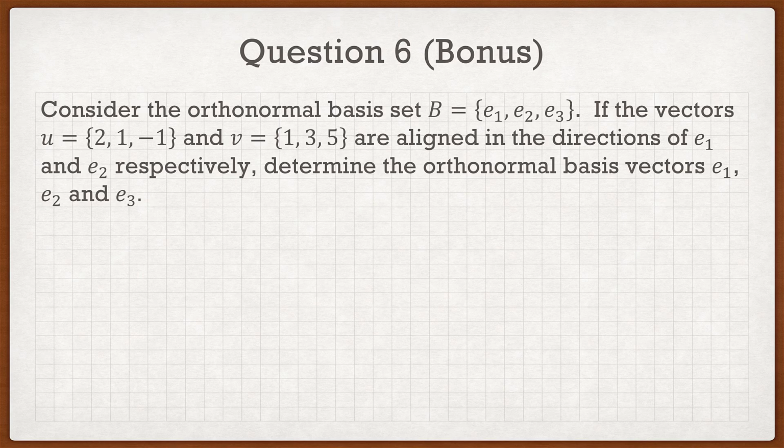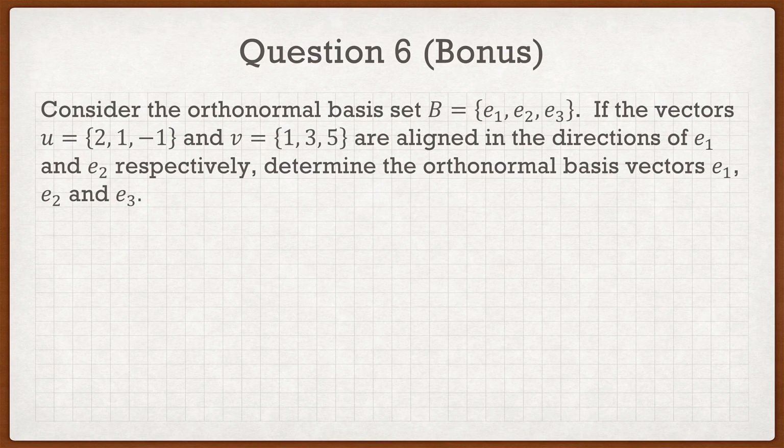So, this last question, question 6, it's great for you guys. It's a bonus question, but luckily for you guys, it's actually pretty easy because it deals with orthonormal basis. There's basically two properties of an orthonormal basis, which we'll discuss, and because of those properties, it makes the questions actually pretty easy. So the question itself says, consider the orthonormal basis set B, which is composed of basis vectors e1, e2, and e3.